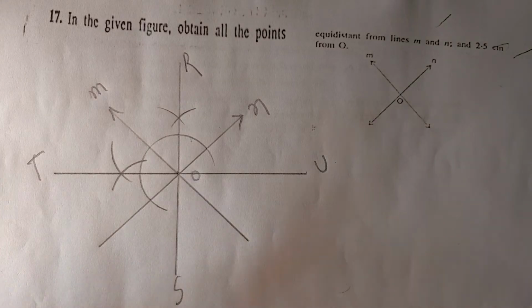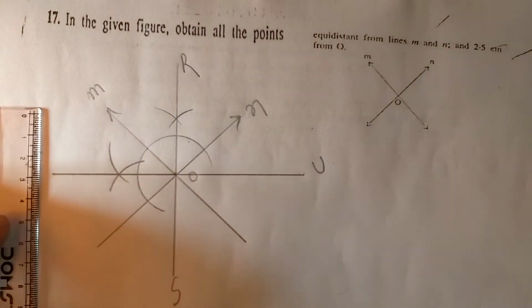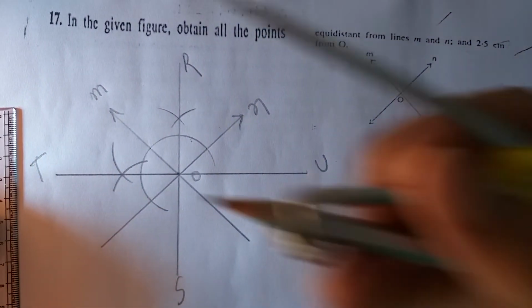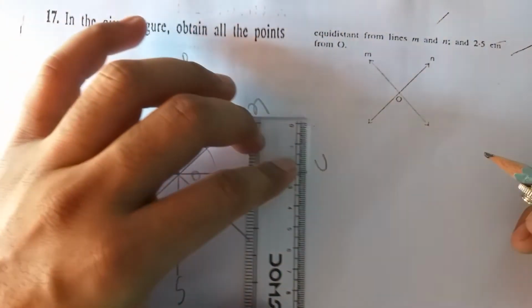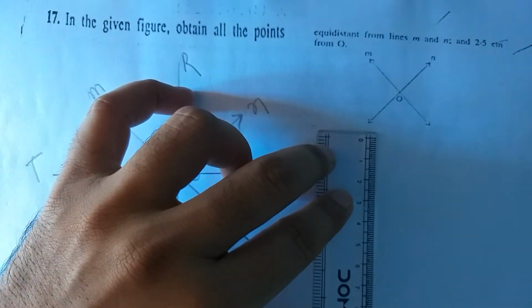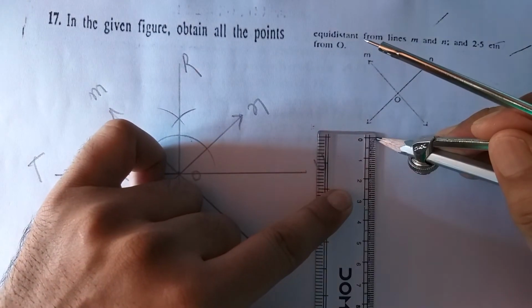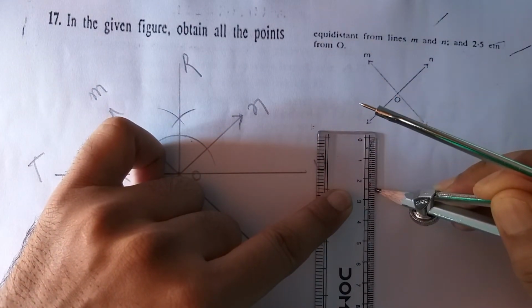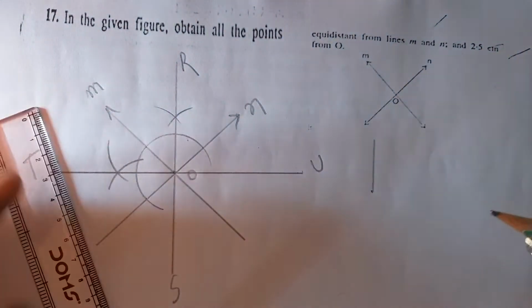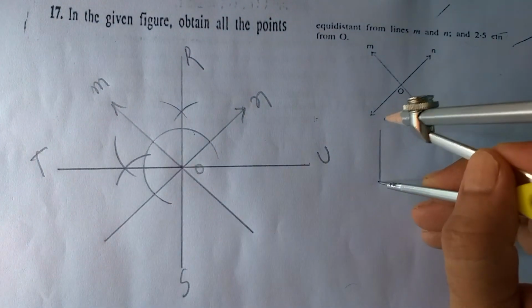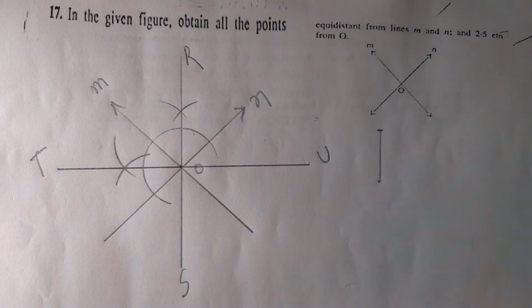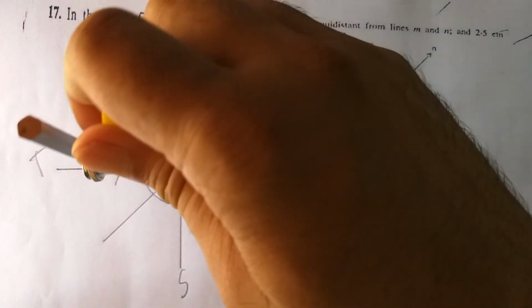So one 2.5 centimeter I have to draw. See, I am taking one 2.5 centimeter. Let me take this side 2.5 centimeter, from here up to this. So this is 2.5 centimeter. Taken the 2.5 centimeter. After taking this, you have to draw one circle.